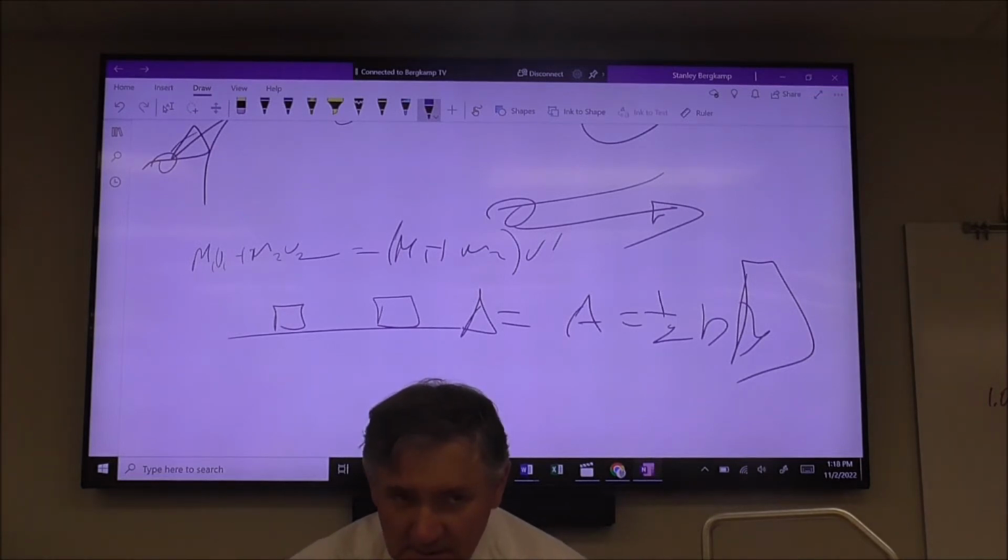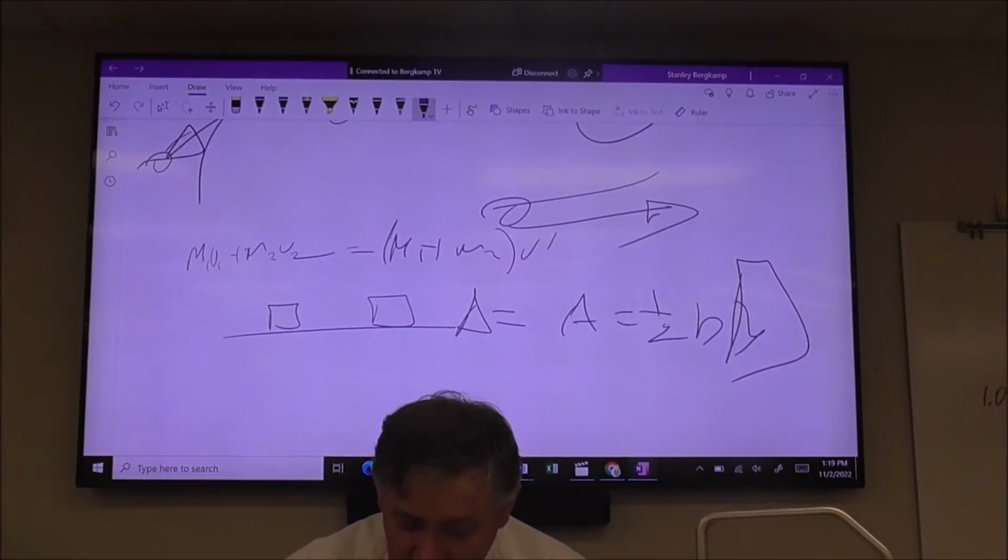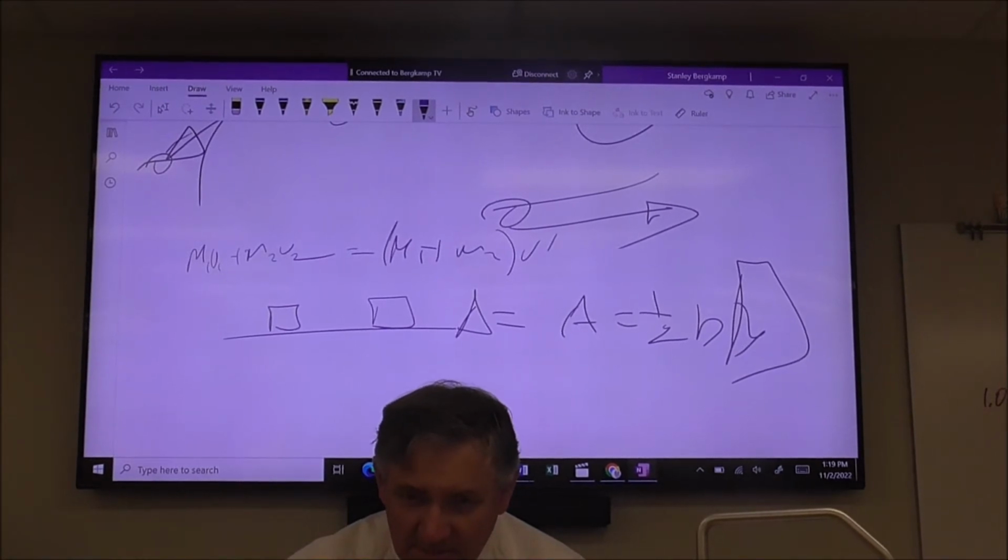Anything else? Going once? On 20, which 20? Page 279? The problem or the question? Problem. Yeah, that mass should be between 30 and 35 kilograms.